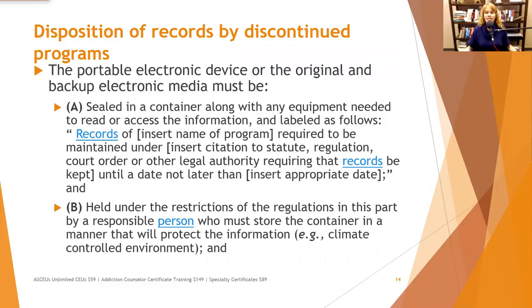Portable electronic device or the original backup electronic media must be sealed in a container along with any equipment needed to read or access the information. This is important because technology moves quickly. And, back when I started working on computers, we had those 5 1/4 floppy disks. You can't find a computer now that can read those. Most computers don't even have CD drives in them anymore. Everything has to be on a thumb drive. So you need to make sure that not only is the information there, but it will be readable in the future.